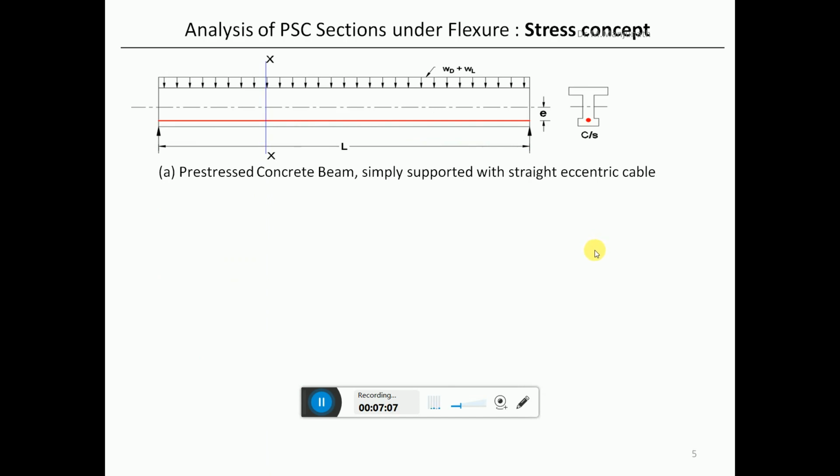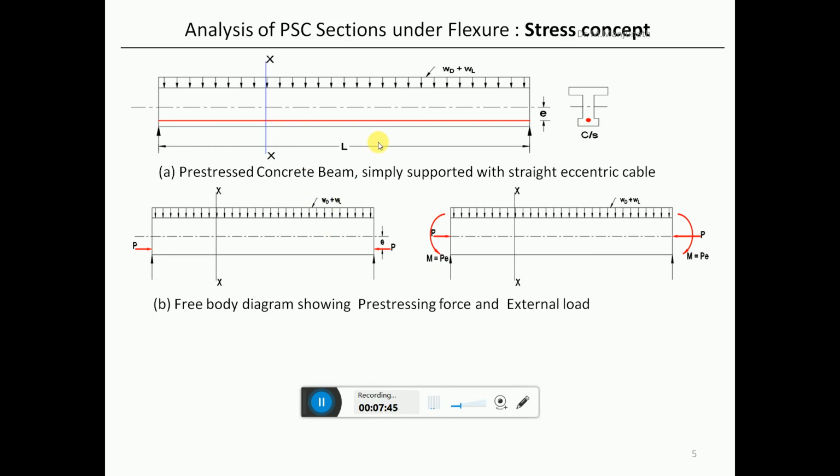To understand this stress concept, we will consider a PSC beam simply supported, subjected to a straight eccentric cable and having a cross section. It could be any symmetric cross section, and the load acting on the beam can be considered as a dead load and live load. The dead load would include the self weight, and it is required to obtain the stresses at a particular cross section.